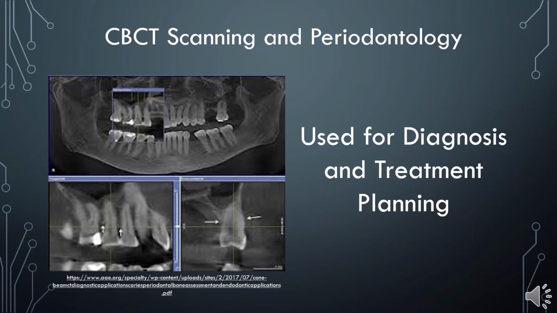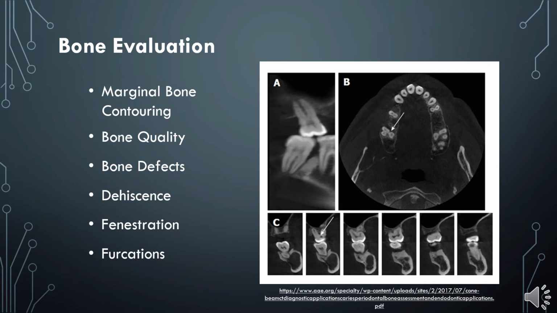CBCT has high resolution, allowing for accuracy and precise measuring. Images can pinpoint the exact location for a procedure and capture pathology, infections, nerves, and musculature. CBCT can assess the amount and shape of alveolar bone destruction. It evaluates marginal bone contouring, bone quality, buccal and lingual bone defects, dehiscence, fenestrations, and furcations.